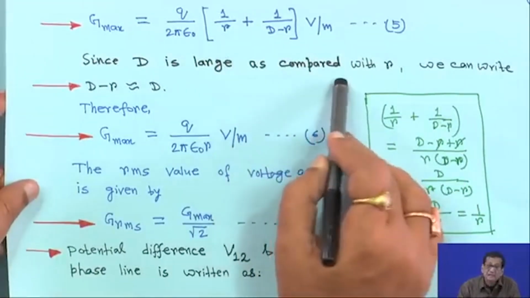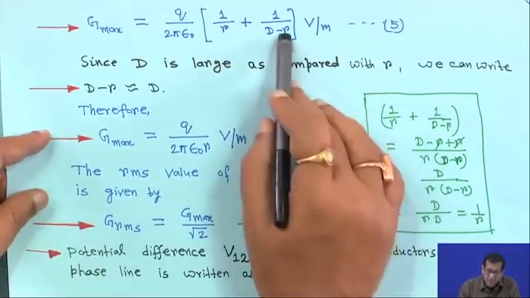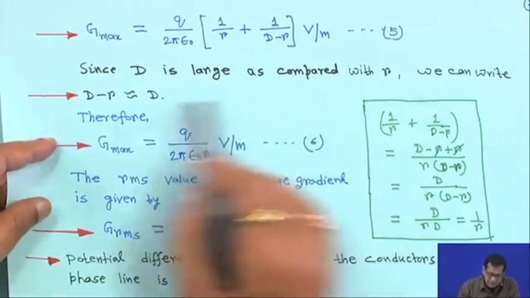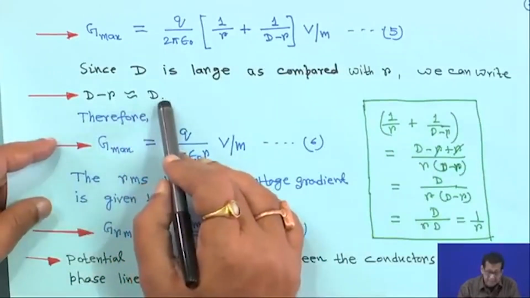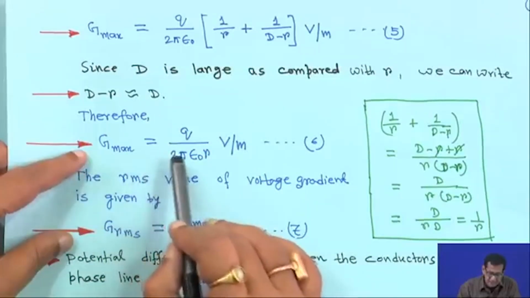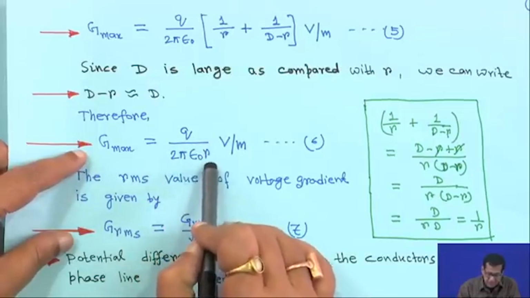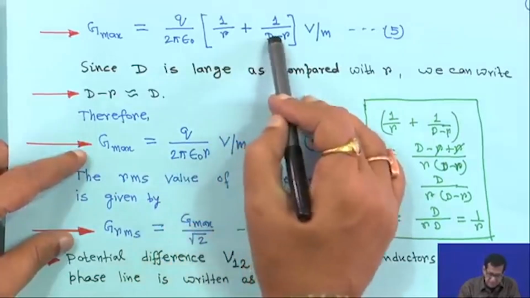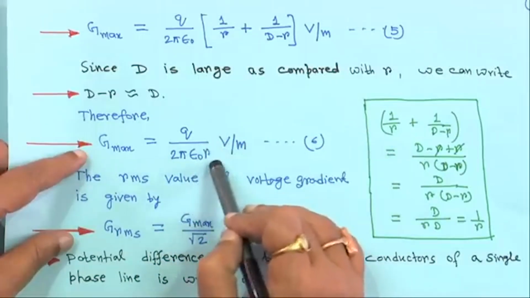Since d is large as compared to r, the radius, we can write d minus r approximately d. Therefore, we can get G max, because x is equal to r, it will be Q upon 2 pi epsilon 0 r volt per meter. This equation can be written as Q upon 2 pi epsilon 0 r volt per meter.